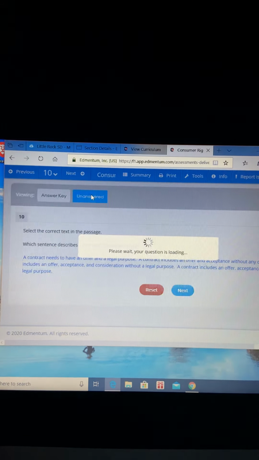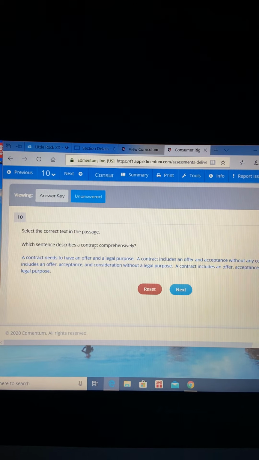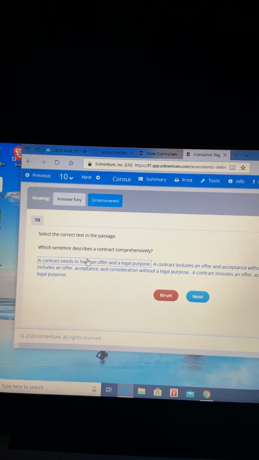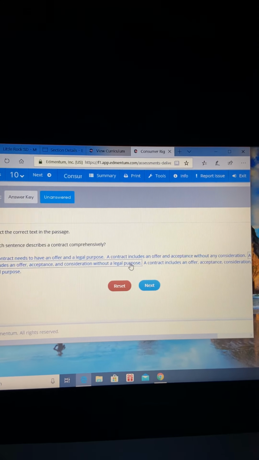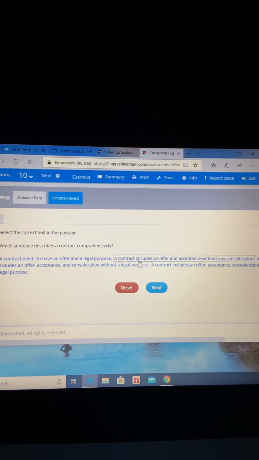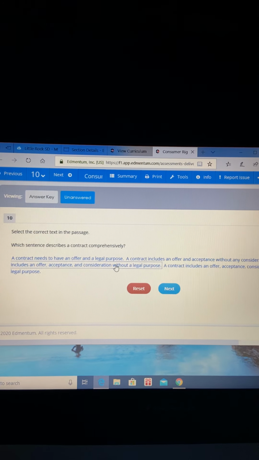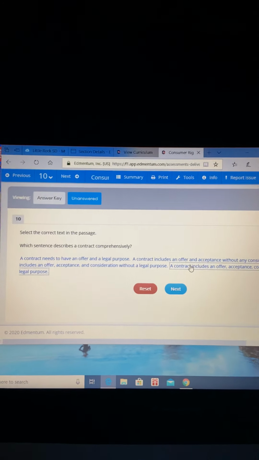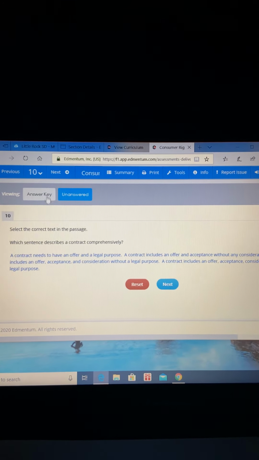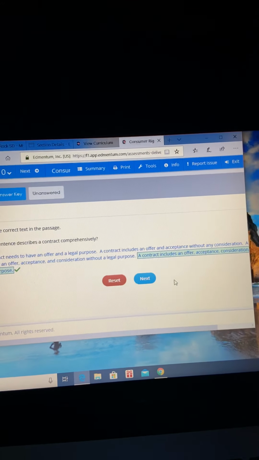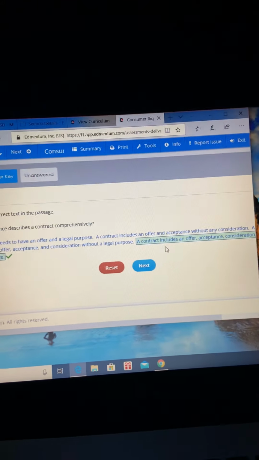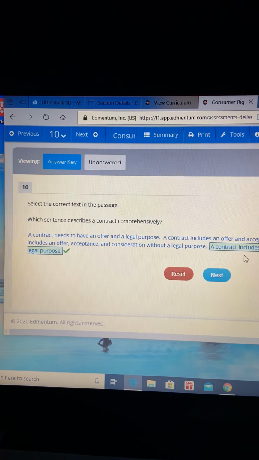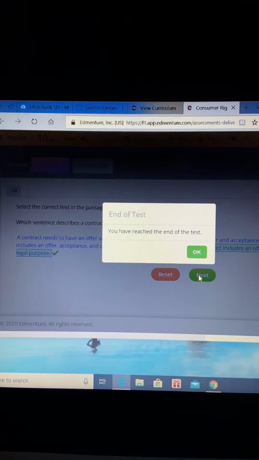Okay, number 10. Which sentence describes a contract comprehensively? A contract needs to have an offer and a legal purpose. A contract includes an offer and acceptance without any consideration. Includes an offer, acceptance, and consideration without a legal purpose. A contract includes an offer, acceptance, consideration, and legal purpose. It's going to be that last sentence. A contract includes an offer, acceptance, consideration, and a legal purpose. So there you go.